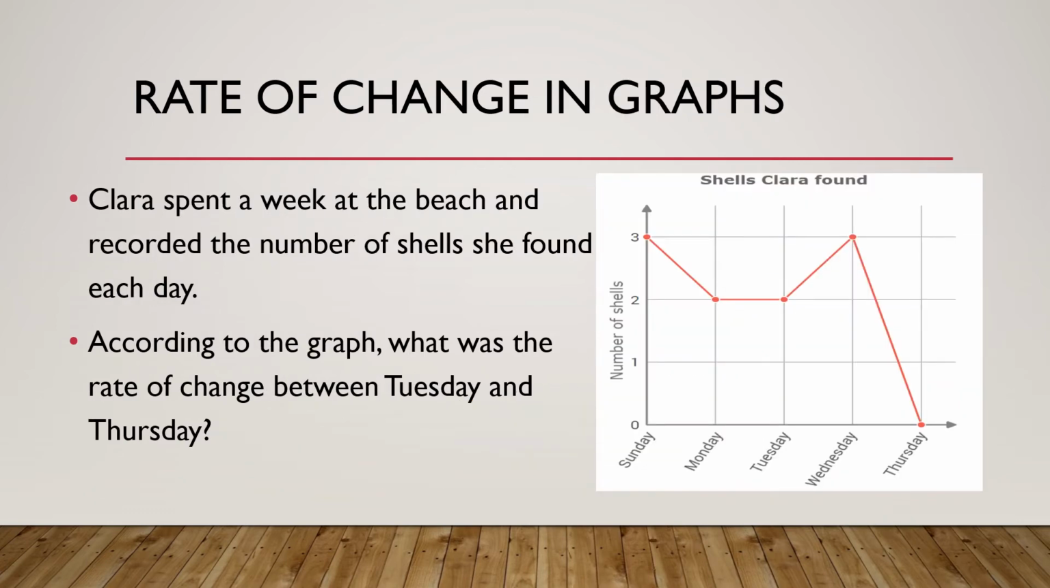Okay, let's look at rate of change in graphs again. It says Clara spent a week at the beach and recorded the number of shells she found each day. According to the graph, what was the rate of change between Tuesday and Thursday? Okay, so here's our Tuesday and here is Thursday. So we can see that it was a decrease. So we already know that it's negative this time.